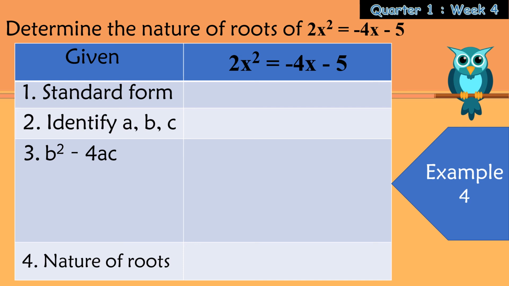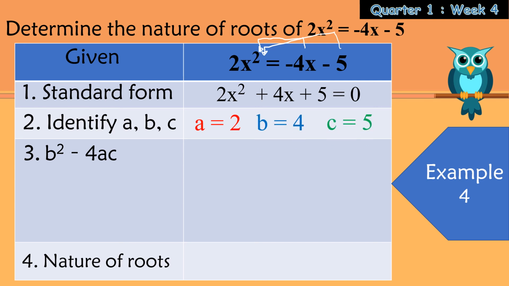That's why we have to move our linear term and our constant term to the other side of our equation. Again, if your term will move to the other side, make sure that the sign will change. So therefore, you got here the standard form of the given quadratic equation as 2x squared plus 4x plus 5 is equal to 0. Then afterwards, we can now identify the values of a, b, and c. The value of a here is positive 2, the value of b here is positive 4, and the value of c is positive 5.